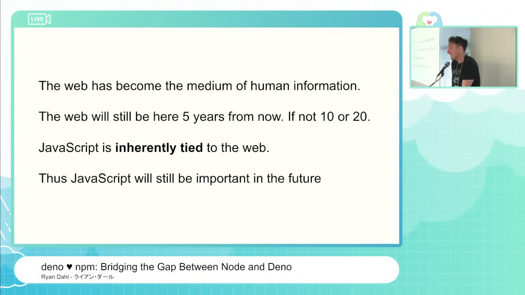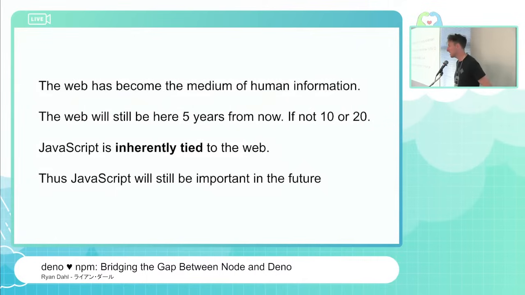It is the medium of human communication, right? This is how we talk to our bank. This is how we talk to our family. This is how we build all sorts of infrastructure, right? And it is incredibly important to all humans at this point. And because of that, the web is unlike other technologies. I think it's fair to say that the web is going to be here 5 years from now, if not 10 or 20 or 100. Who knows what form it's going to look like, but this is very different than other technologies.